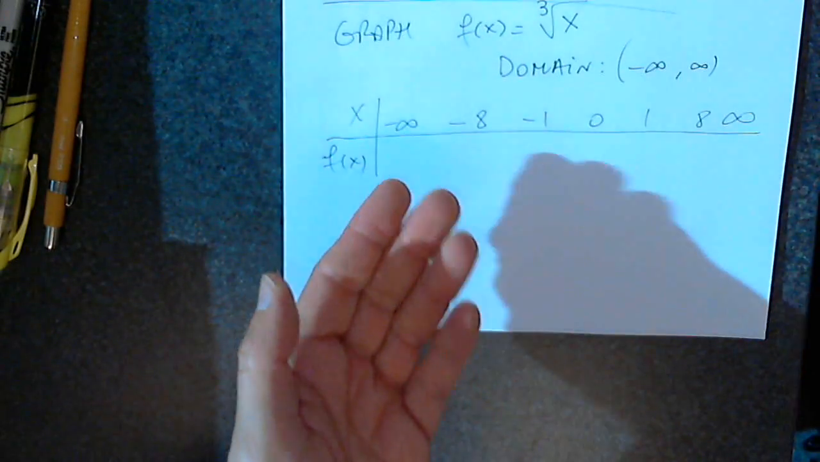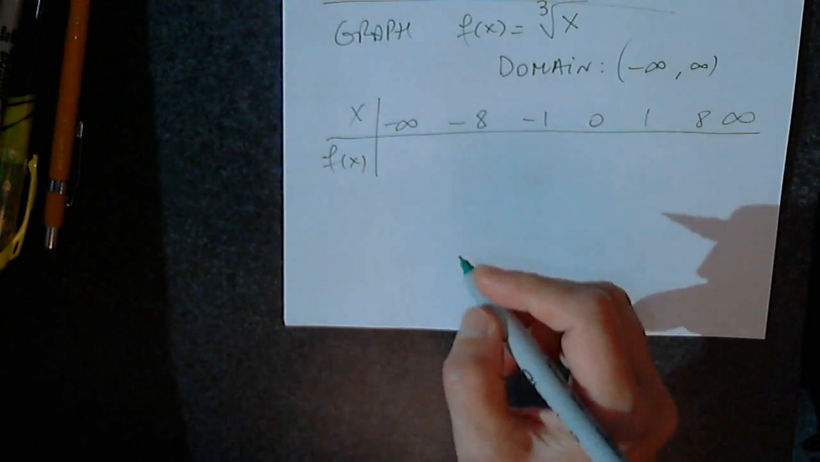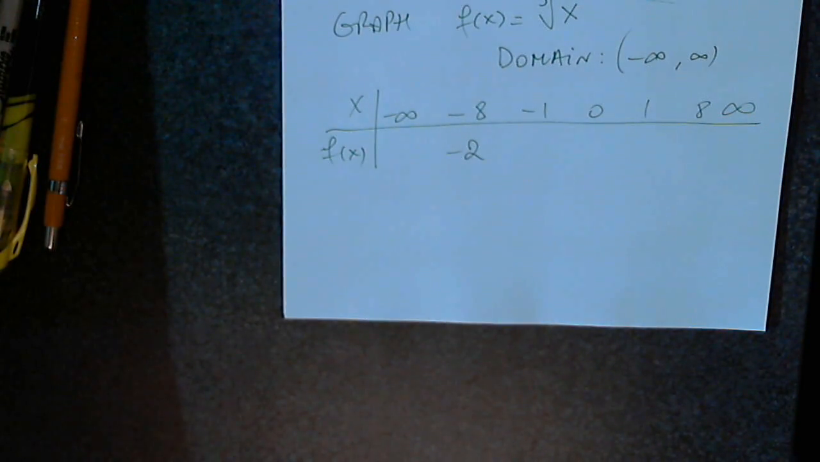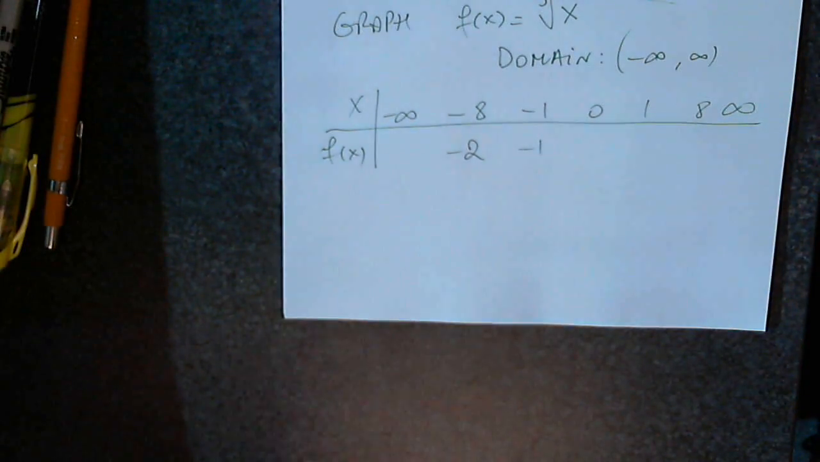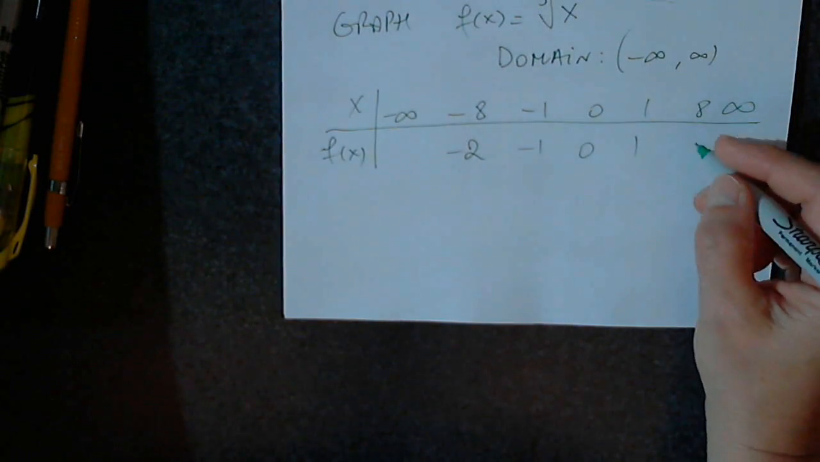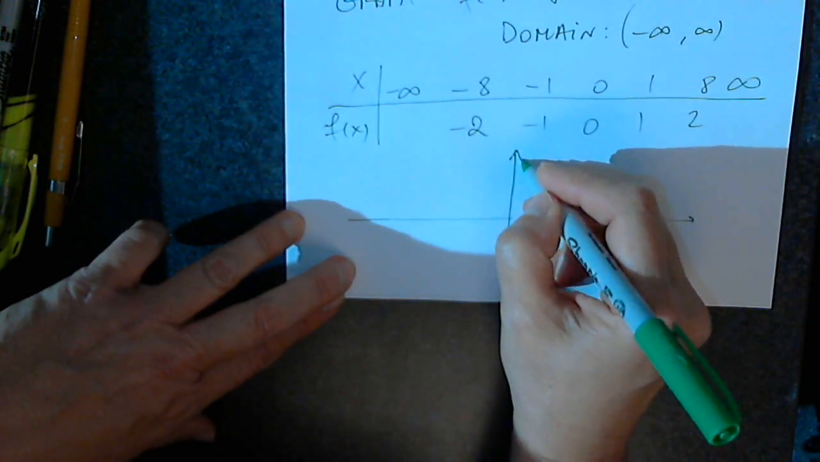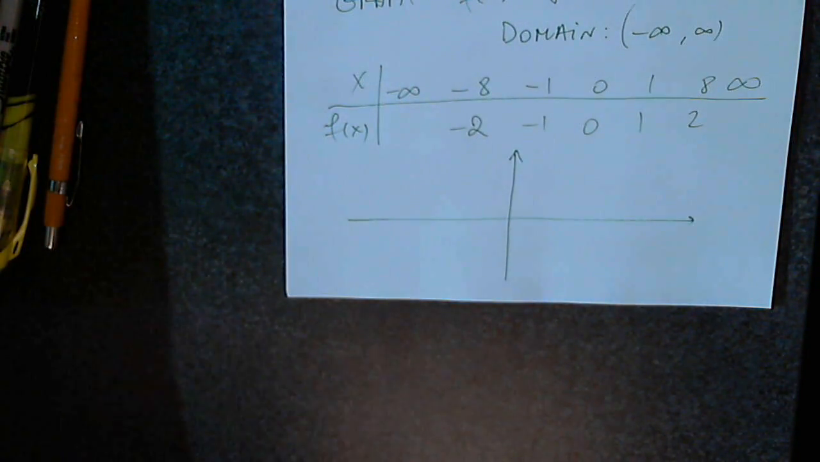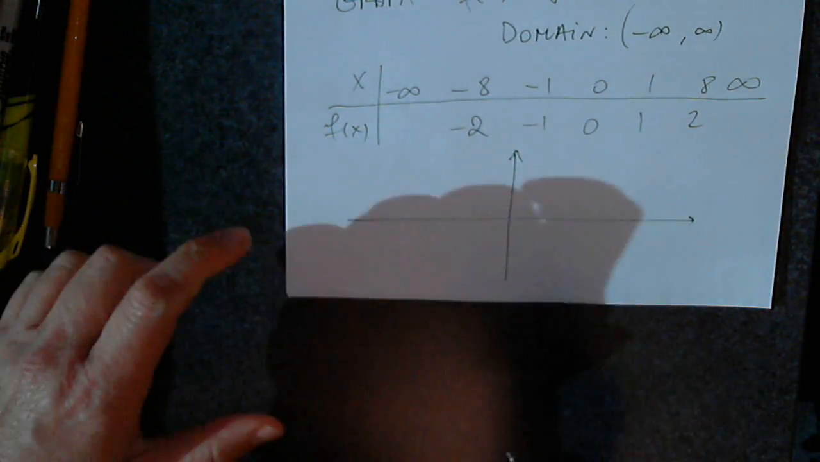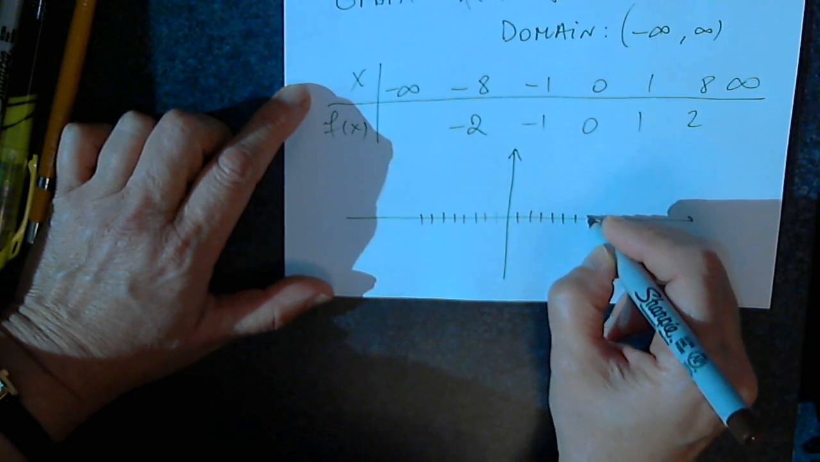So in this function, please plug in -8 and say the answer is -2. Please plug in -1. Which number do I raise to the third power to get -1? Very good. Plug in 0, plug in 1, plug in 8. Excellent. Nice function. Symmetric too. We haven't talked about symmetry in this class yet. Okay, so 1, 2, 3, 4, 5, 6, 7, 8, and 1, 2, 3, 4, 5, 6, 7, 8.